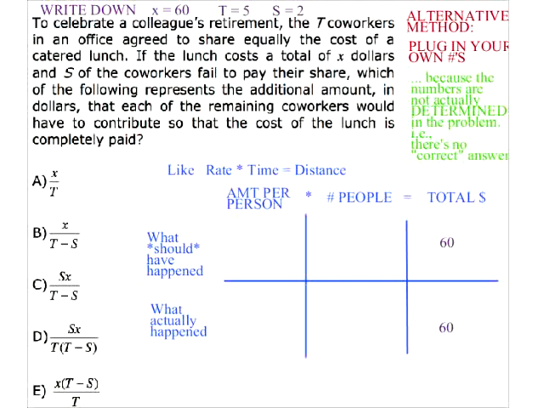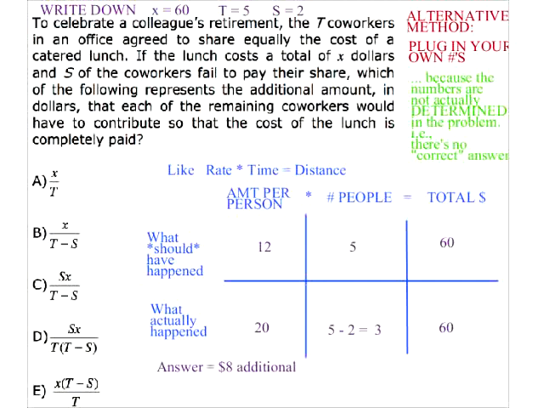So what should have happened is that 5 people should have paid, which would be $12. But actually, 5 minus 3 is 2 people. 5 minus 2 is 3 people paid. So they actually paid $20. So the answer is $8 additional dollars.